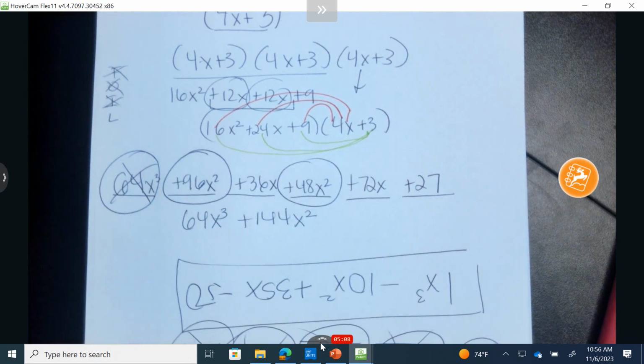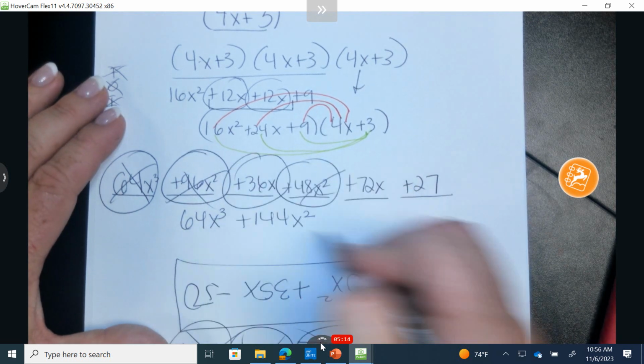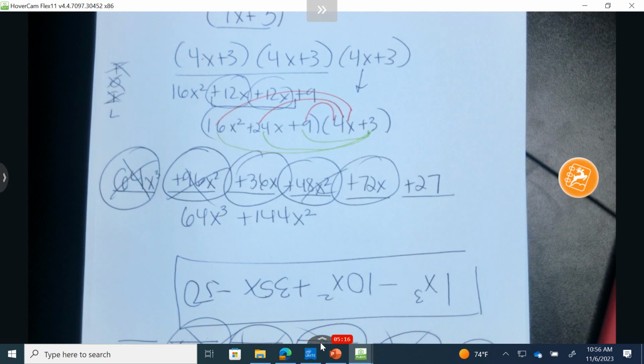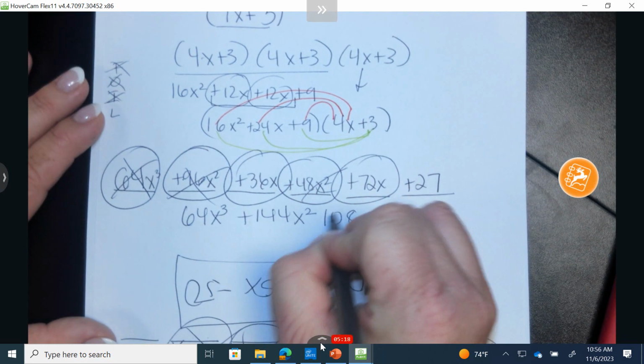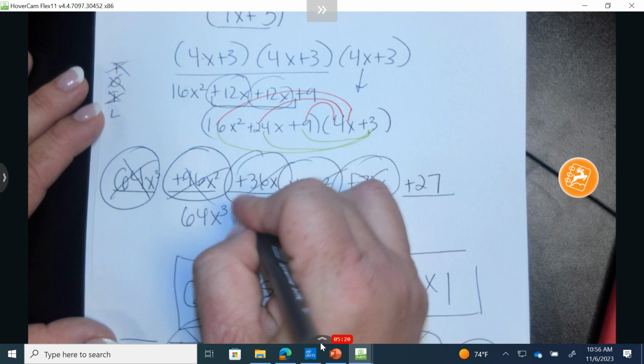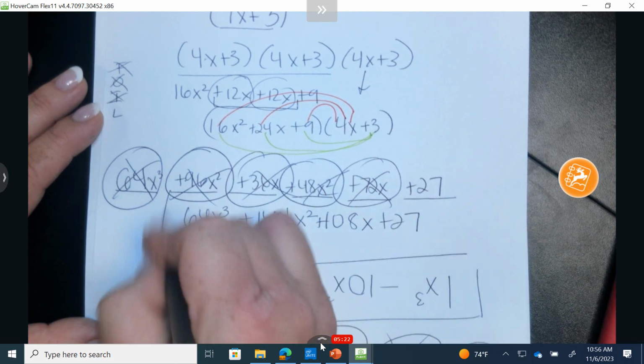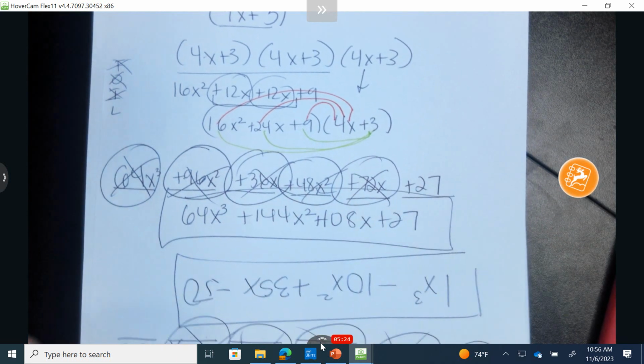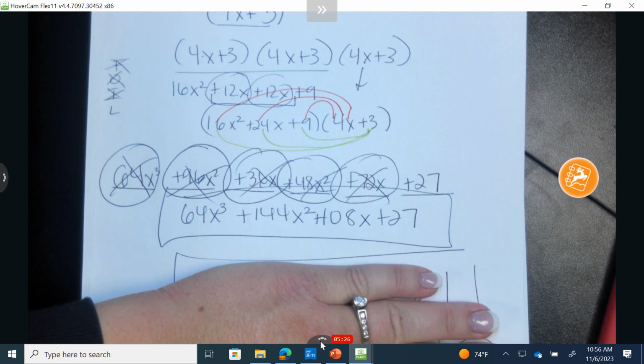144x squared. Is that correct? Can somebody confirm 96 plus 48? Is that correct? Okay, done with those. 36 and 72. Am I at 108? And plus 27. That is our answer.